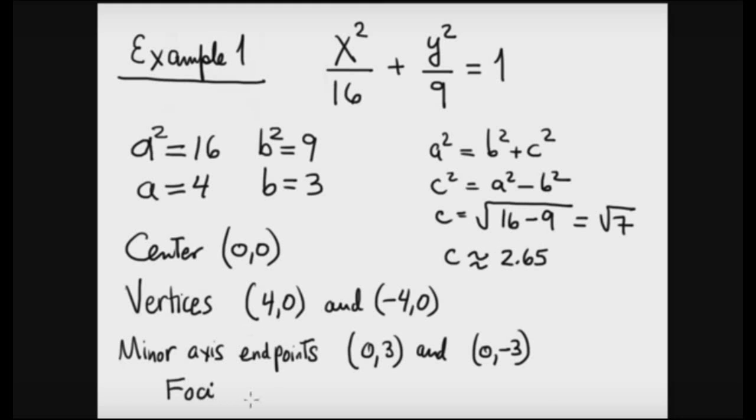Okay, now the foci are located at the points, always on the major axis: square root of 7, 0, or negative 2.65, 0. Okay? Let's see the graphic now.